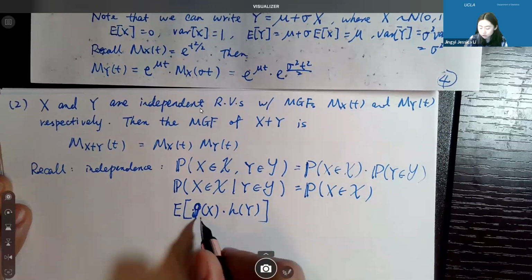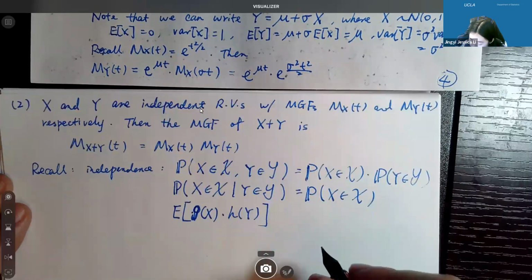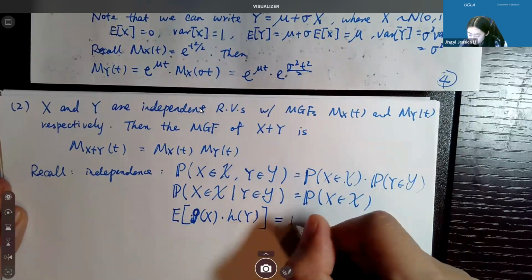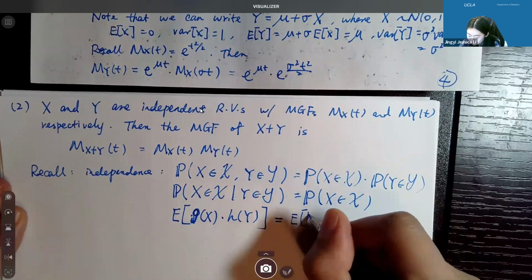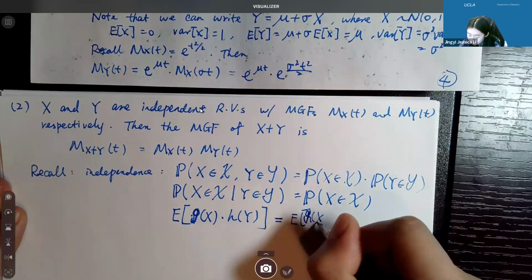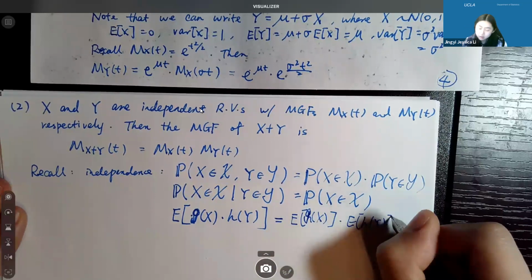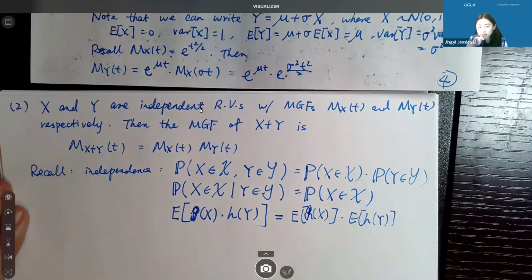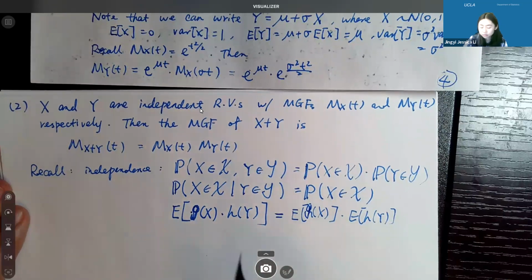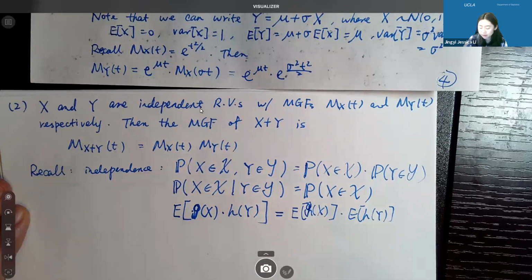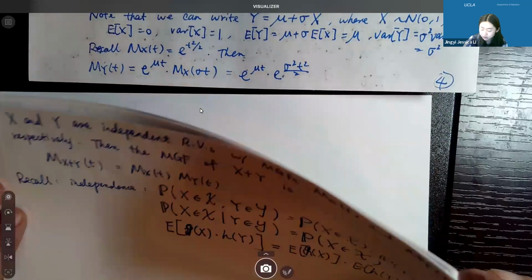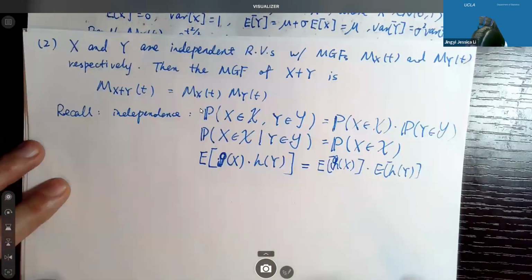So the expectation of this product under independence can be written as the expectation of g of x times the expectation of h of y. So in other words, we could factorize this joint expectation. And that's the property we are going to use here for this MGF. So therefore, let's go to the proof.